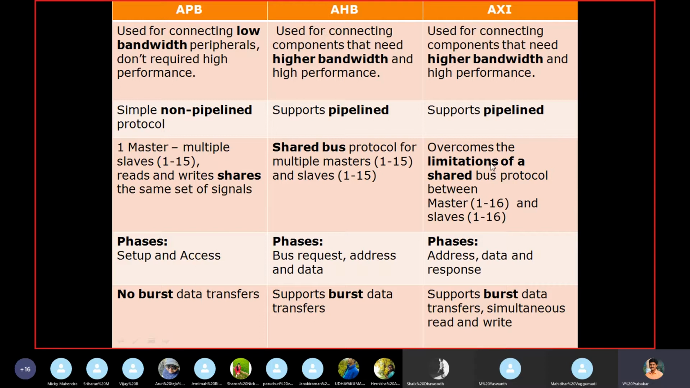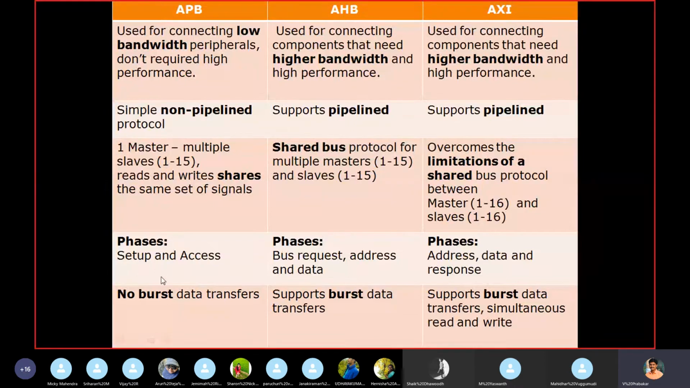To overcome these limitations of the shared bus protocol between the master and the slave, in AXI we have individual signals. Okay, where we don't have a shared bus. And the APB protocol will operate in two phases. One is the setup phase, another one is the access phase.